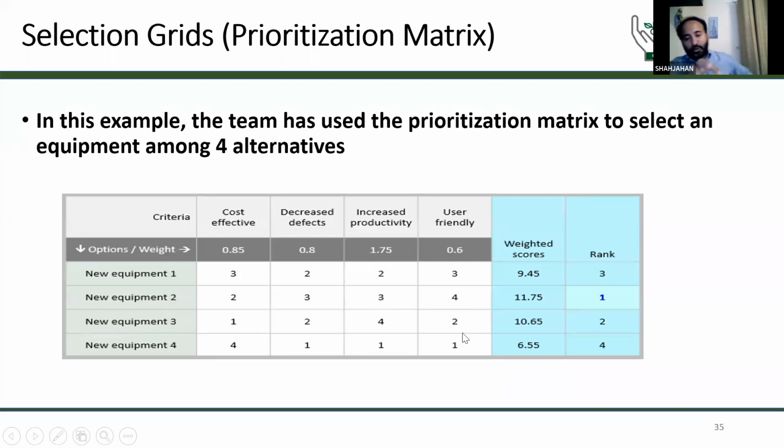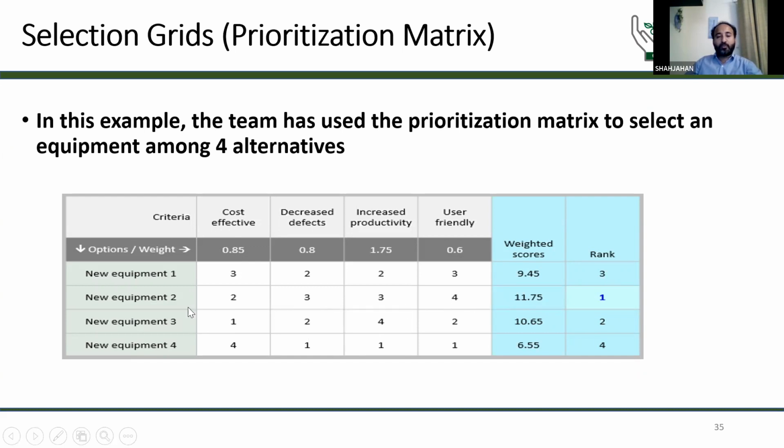Like this example, you will receive one in the exam also. So what is the main thing to understand here? We will sum all these scores at the end, and the equipment which has the highest score is rank 1. We have to select this equipment in a logical way.